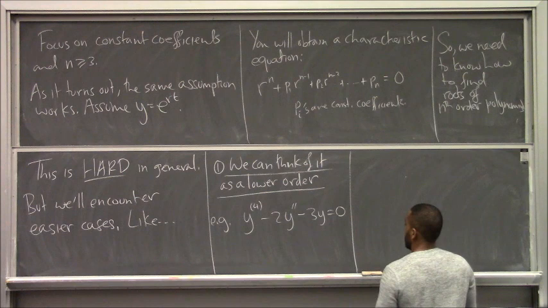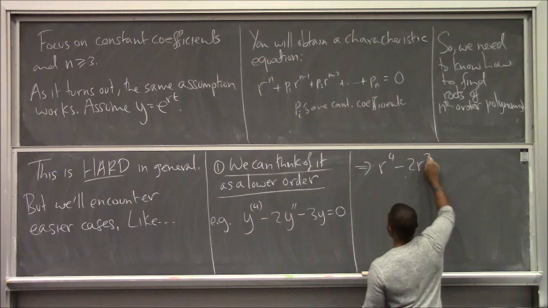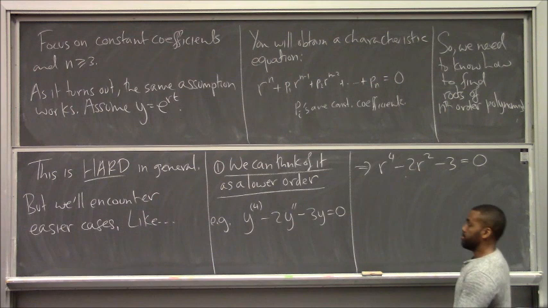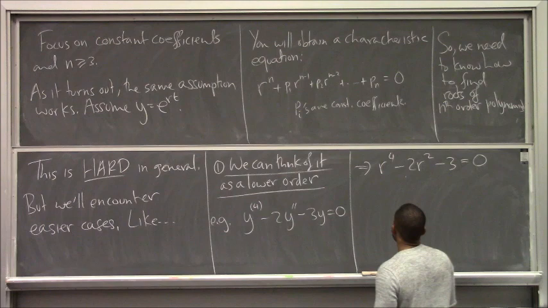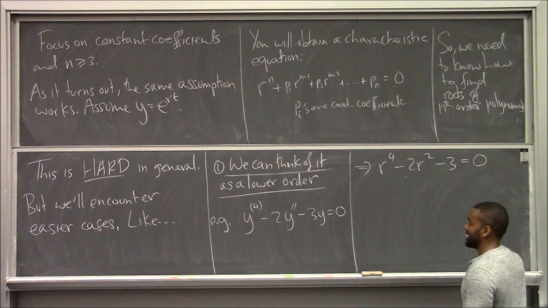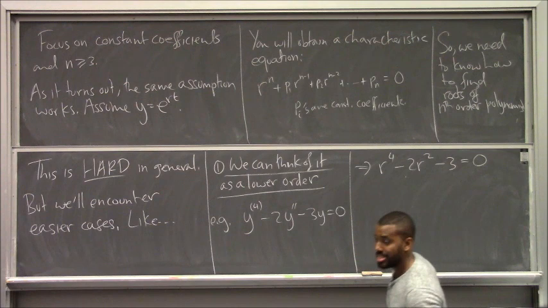Now, this has characteristic equation r to the fourth minus 2r squared minus 3 equals 0. How would we solve that? Factor out r squared? No, there's no r squared to factor out. You could have a negative r cubed minus 2r squared. You can factor out r squared, and then you just solve for 3. No. It would be one root of square root of 3.